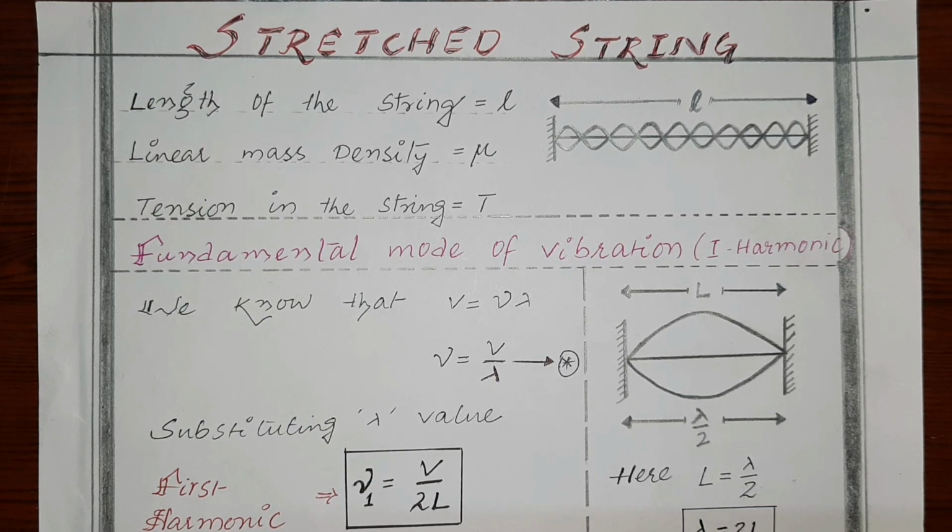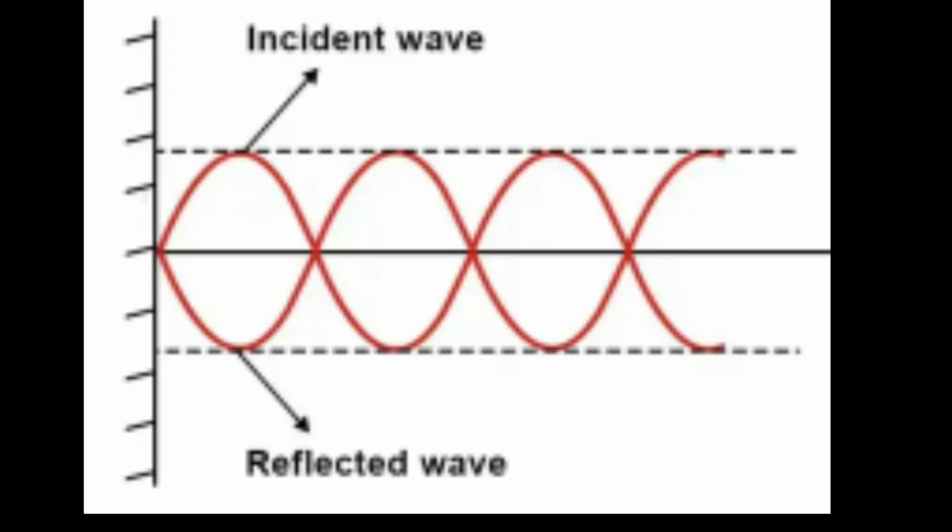The following pictures will give you a clear idea about the formation of stationary waves in stretched strings. Dear students, if you make a disturbance at any point of the wire, a progressive wave is generated. This wave travels and is incident on the rigid support. This wave gets reflected and forms a stationary wave.